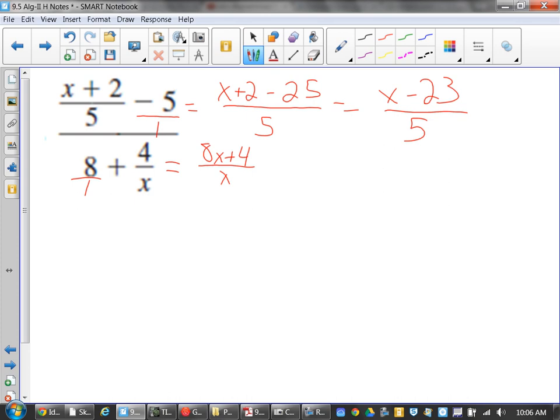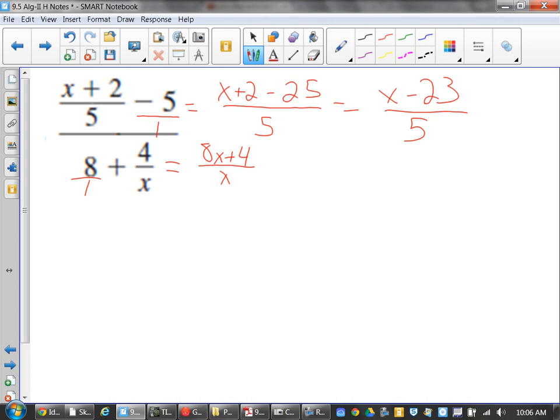Why is it for the bottom of the bottom fraction, why is it x and not 1? This has a 1, this has an x. What's common between a 1 and an x? It would be 1x, actually. In order for it to work, you have to have the combination of both of them. What do they have in common? Nothing, so you multiply them together and get x.